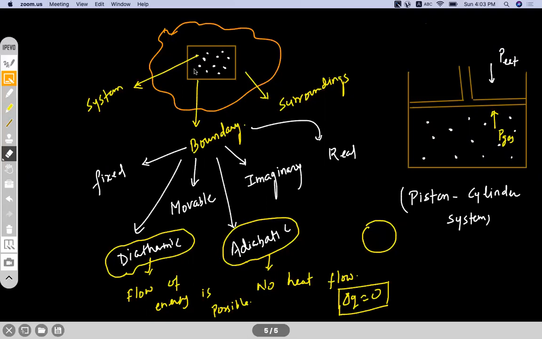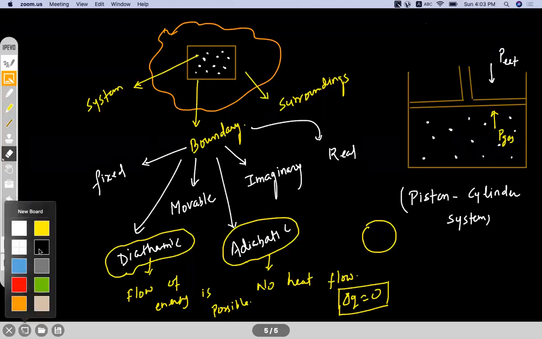Now you see, the system is also classified into three categories. So write down the next line. There are three types of system we have.